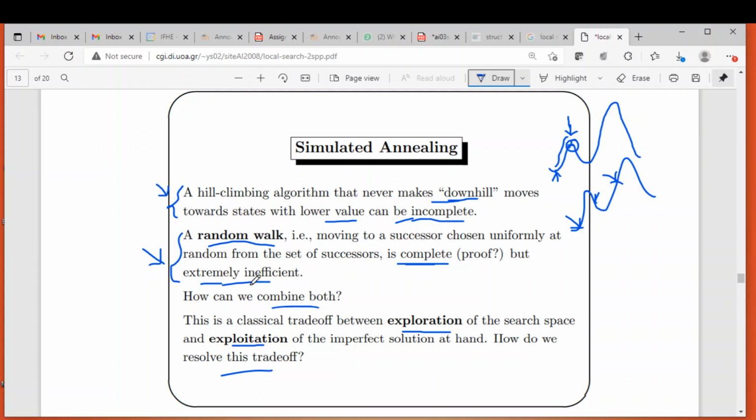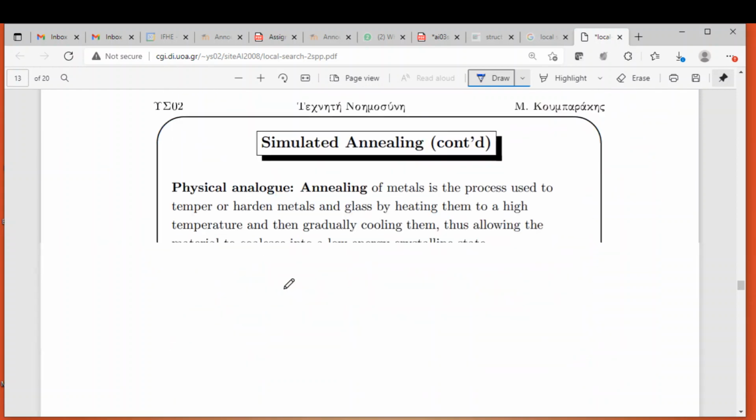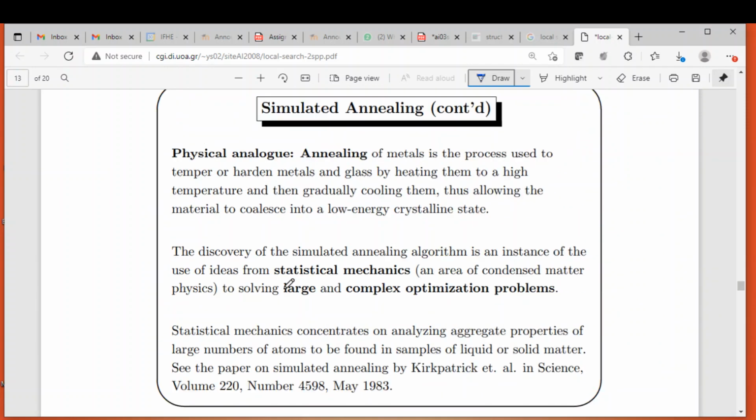So I guess you are understanding. The first statement says there are some hill climbing algorithms which refuse to perform downhill movement. Such algorithms are incomplete. But there are some other algorithms which always perform a random walk. At every step, they identify the successor randomly. Such algorithms are complete, but they are inefficient. So we want to take the advantage from both algorithms. How do we do that? That's what the solution is, simulated annealing.